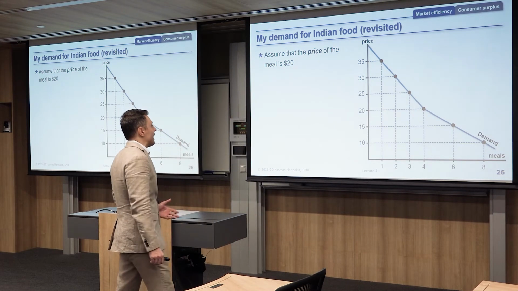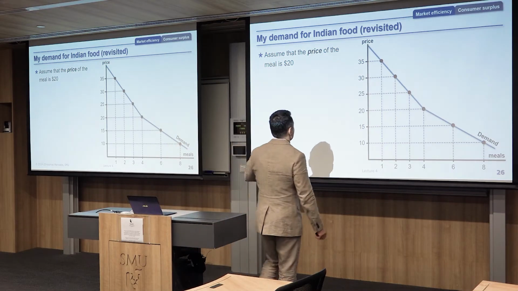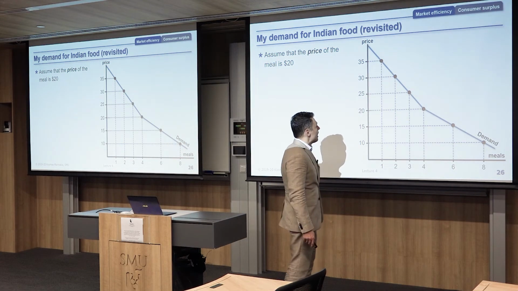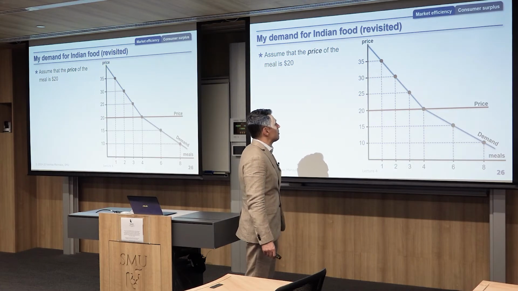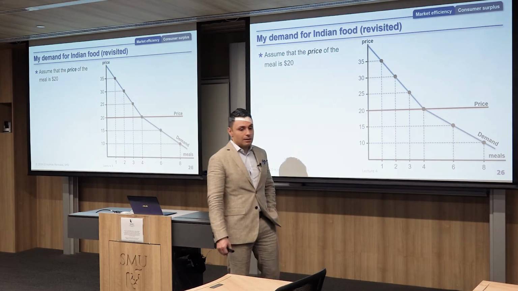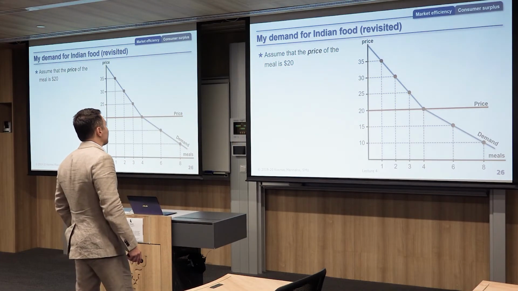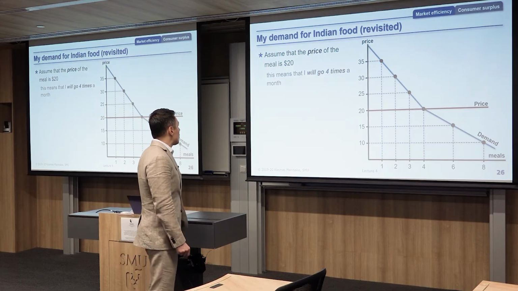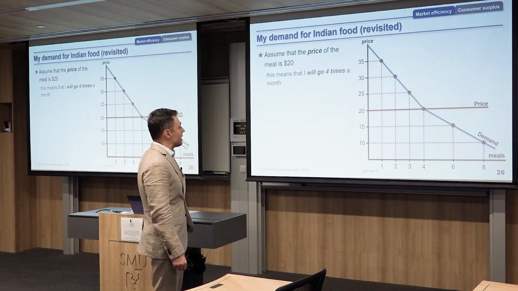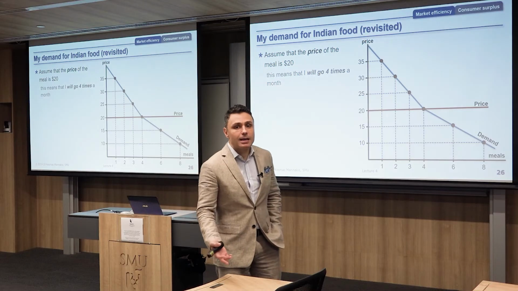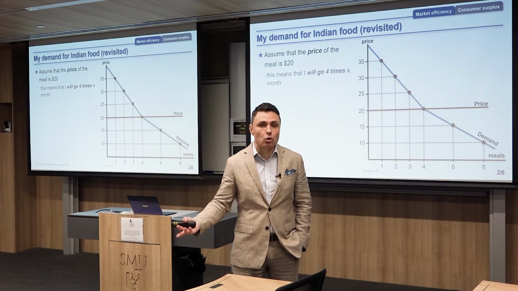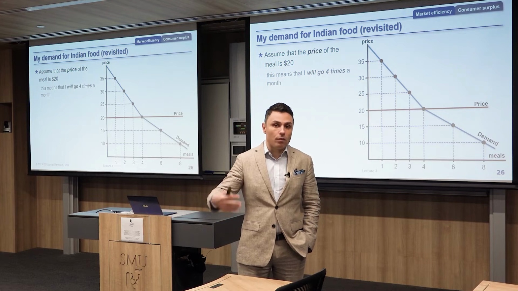So assume now that the actual price in this particular restaurant is $20 per person per meal. So we can locate that point here on the vertical axis, and we can consider that the price is given by this red line that is in the graph. This is horizontal at the actual price of $20. This means that I will go 4 times a month because that's what the demand curve does. Give me the price, I tell you how much I will consume. Here my consumption is in terms of visits to the restaurant per month, and this is going to be 4 given this particular demand curve.